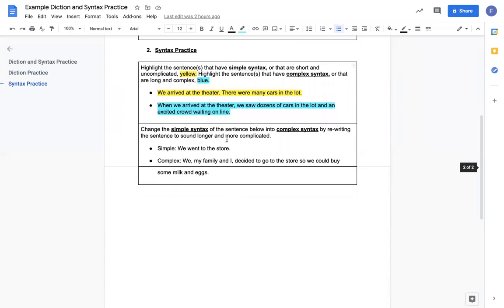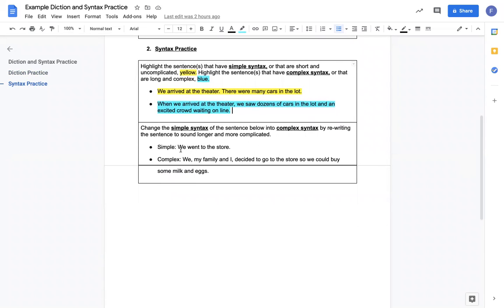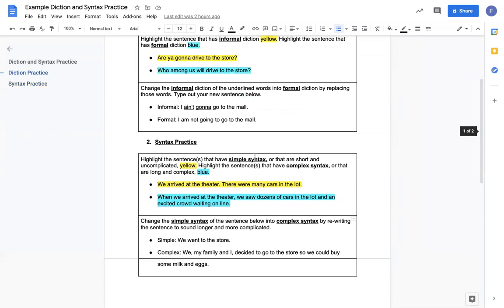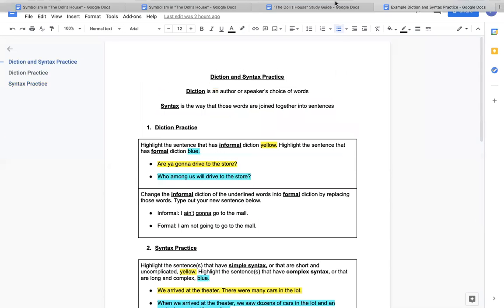So that is blue. Down here in this last example, I asked you again to do this on your own. So you were taking a sentence with very simple syntax, we went to the store, and seeing if you could remix it a little bit to make it complex, to add to it. So this is personally how I did it, but there are many ways that you could. We, my family and I, decided to go to the store so we could buy some milk and eggs. So this is a more complicated sentence. It's got more complex syntax to it. So those are some examples of how you could have done this assignment.